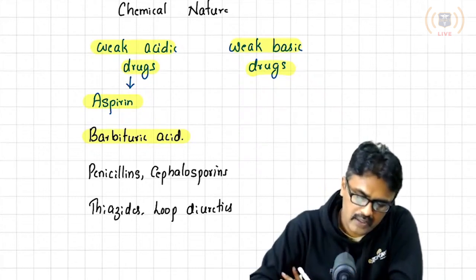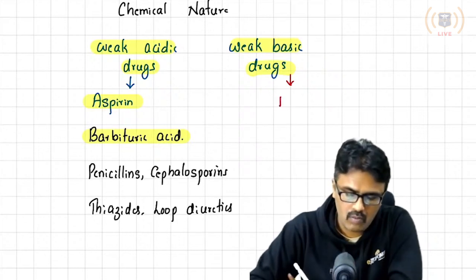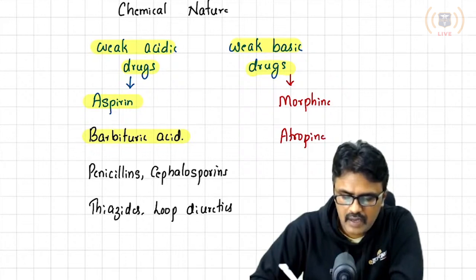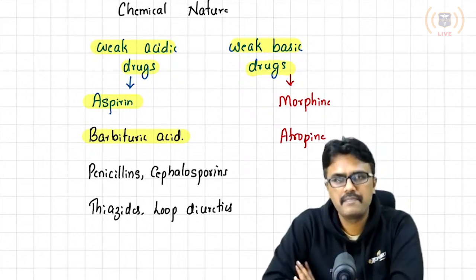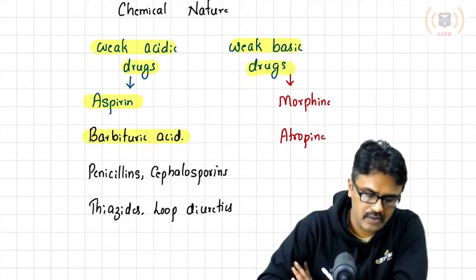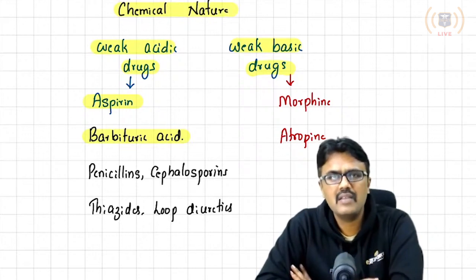Now basic drugs. The basic drugs are morphine. You know morphine is an opioid. Morphine and one more is atropine. These are weakly basic drugs. So this is the chemical nature. Very good. Now why should I know whether it is an acid or a base? Why should I know that?